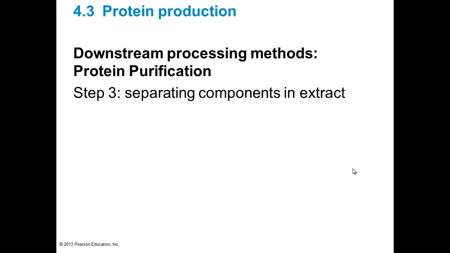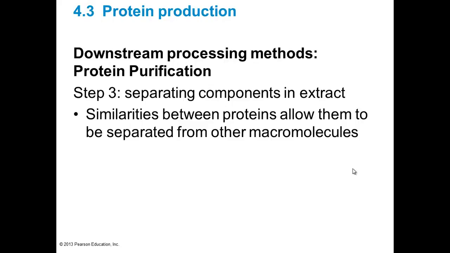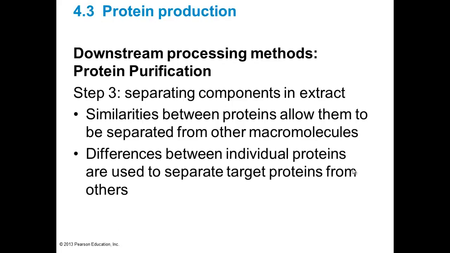Next, you want to separate out the different components in the extract after the extract has been stabilized. And similarities between proteins allow proteins to be separated from other macromolecules like lipids, nucleic acids, carbohydrates. And then differences between the individual proteins can be used as targets for separation. If you have a protein that has a certain isoelectric point, if you have a protein that binds a certain substrate, all of these can be utilized to be able to purify out that single protein away from the rest of the proteins that are in the mixture.